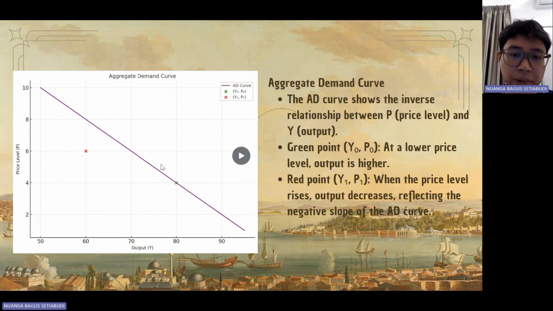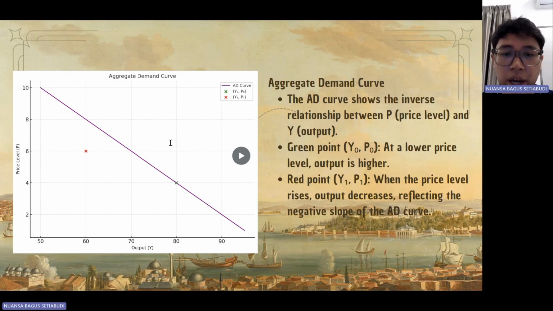Now we can compare to the red point labeled with Y1 and P1. When the price level rises to P1, the output Y decreases to Y1. This movement along the AD curve illustrates the negative relationship between price level and output.